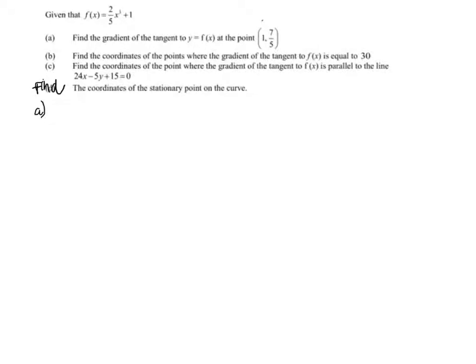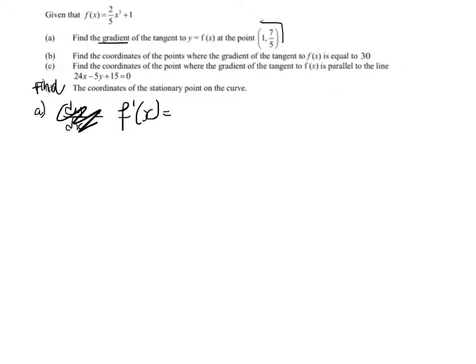Okay, here we've got a question where it gives us a function and asks us to find the gradient of the tangent at a particular point, which it gives us. So first step, it says gradient, so we want to find the gradient function, i.e. dy by dx. So we differentiate f of x, actually let's call it f dashed of x.